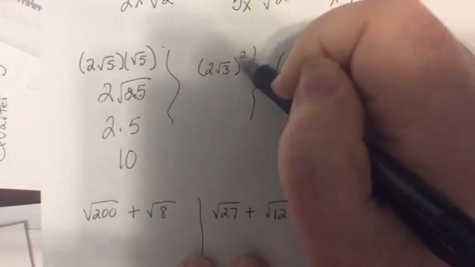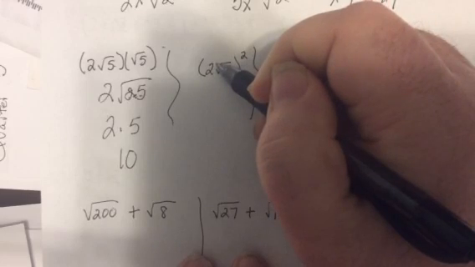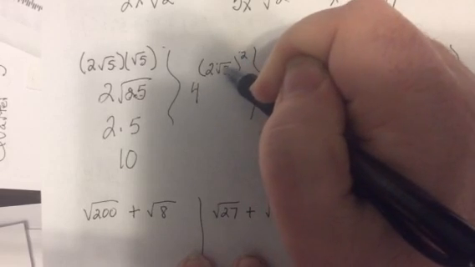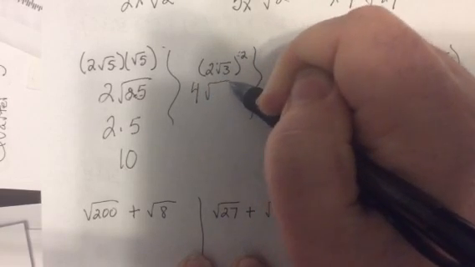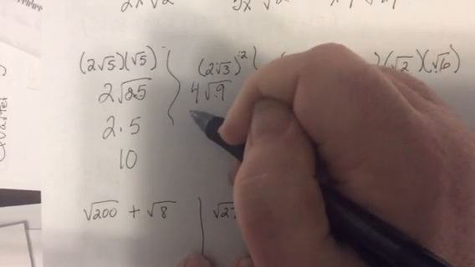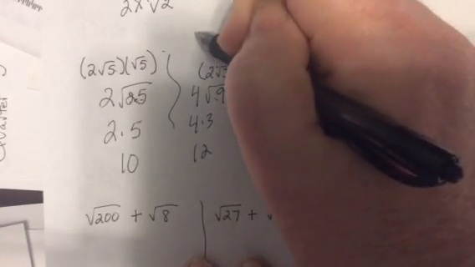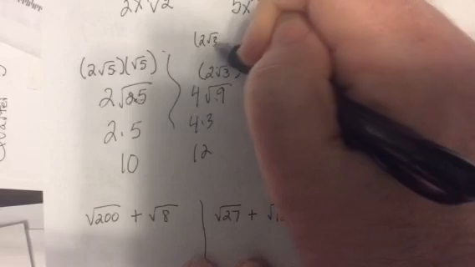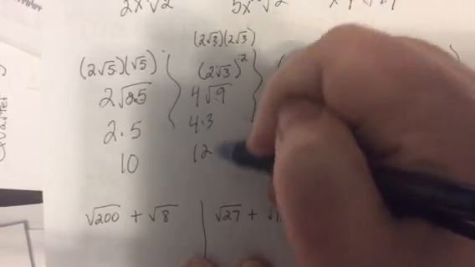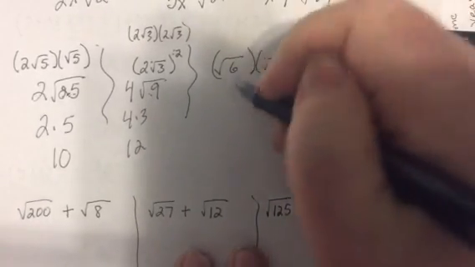This one I could do 2 different ways. You could square both because there's no pluses or minuses. So it'd be 2 squared is 4. Square root of 3 squared is square root of 9. And square root of 9 is 3. So it'd be 4 times 3 is 12. Or you could write it twice and then multiply it. That is fine too. So then multiply them together. Good.